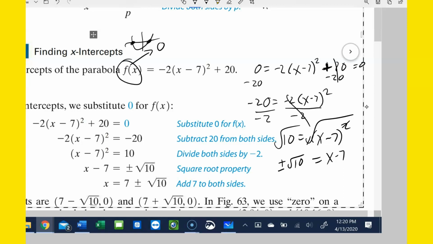I can't break down the square root of 10. If I could, I would, but it won't break down. It just breaks down to 2 times 5, so neither one of them has a partner, so it won't break down. Next, I add 7 to both sides, and I put the 7 in front, so it's 7 plus or minus the square root of 10, and that's what is equal to x.